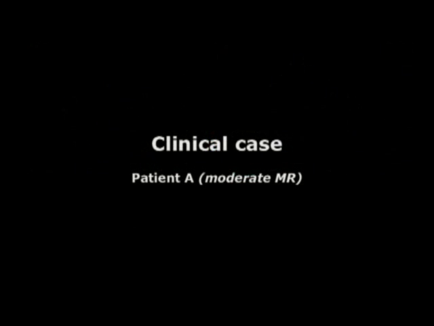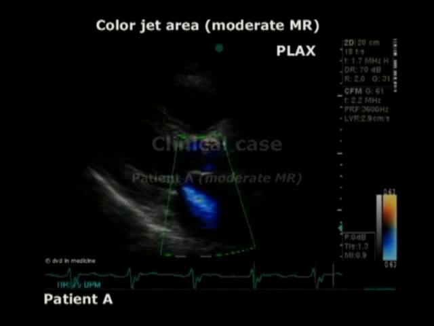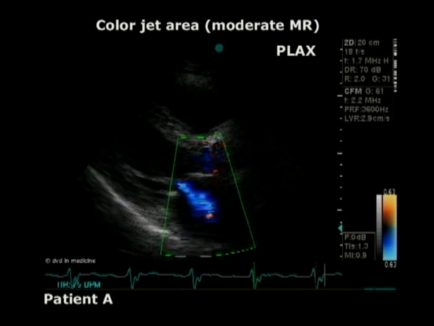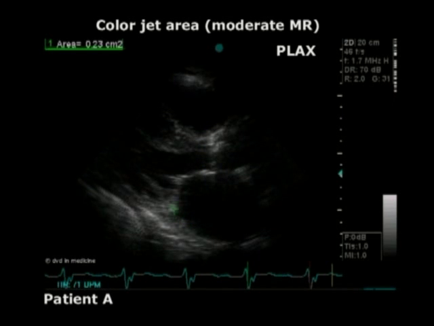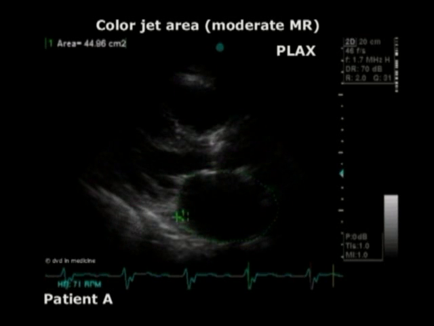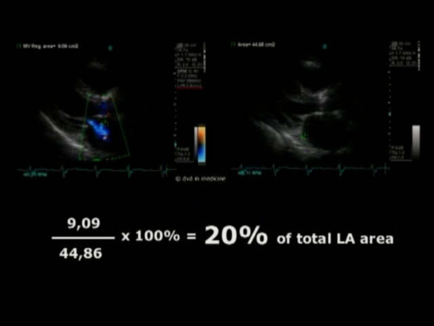Patient A with moderate MR. The jet area is 9 centimeters squared. The LA area is around 45 centimeters squared. The jet area is 20% of total LA area.